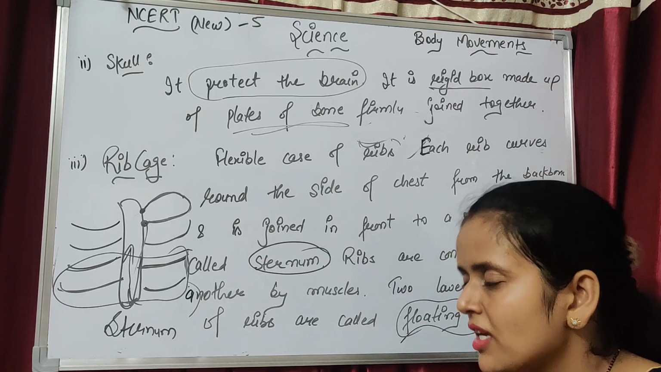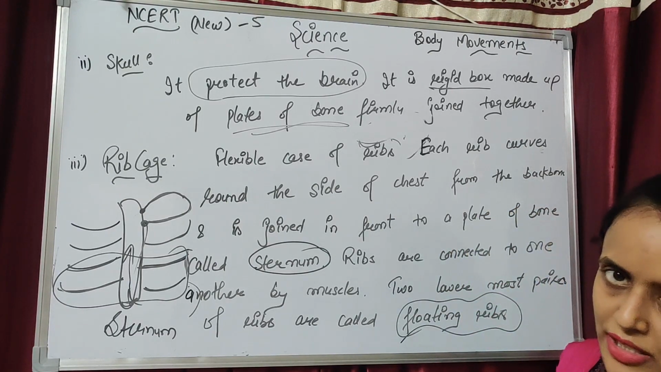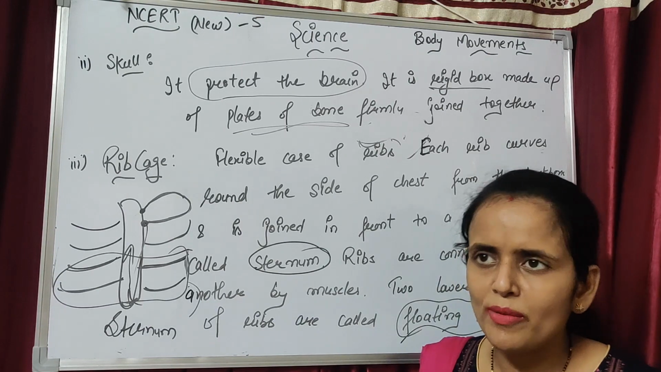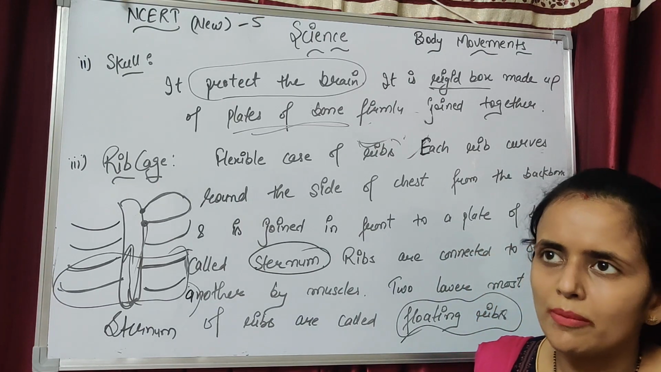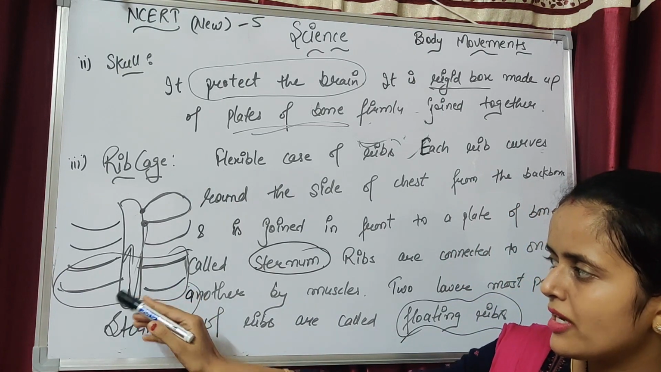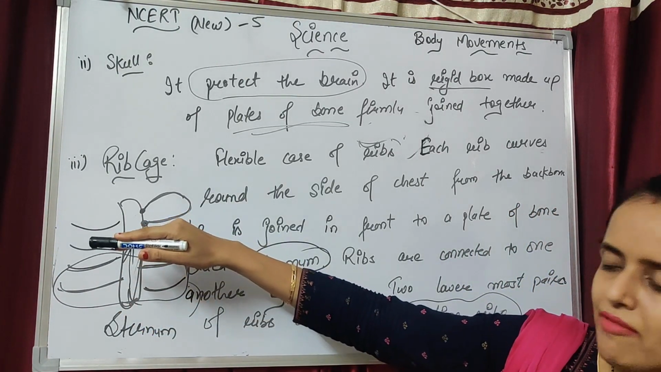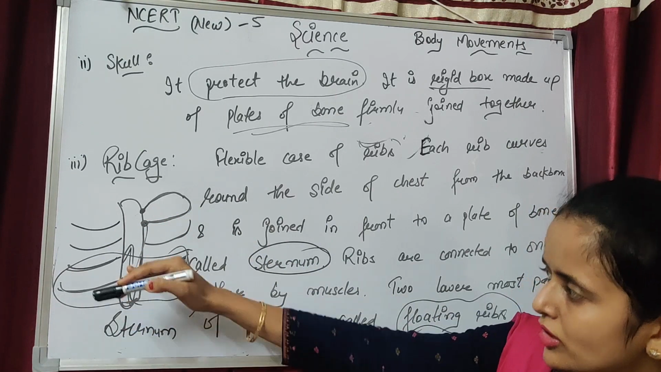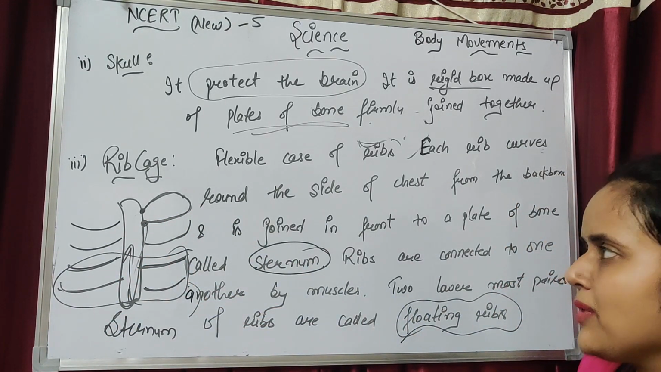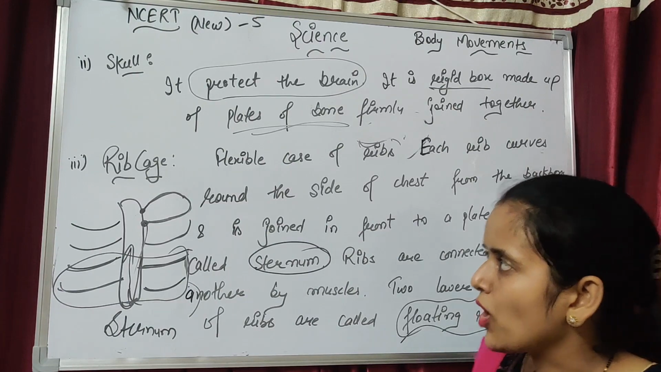Remember this word, sternum. Ribs are connected to one another by muscles, and the two lowermost pairs of the rib cage are called floating ribs, because they are flexible according to the body size. If a woman is pregnant, the tummy size becomes larger, and these two lowermost ribs move upward, and when the child comes out, they move downward. Clear? The skull protects the brain and the rib cage protects our chest. Both points are clear.